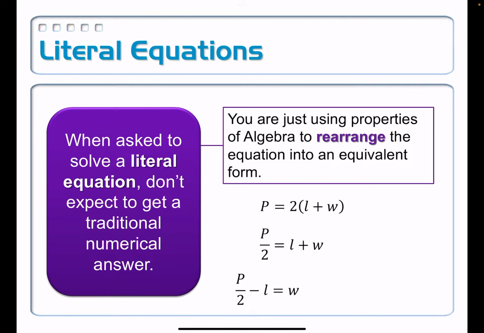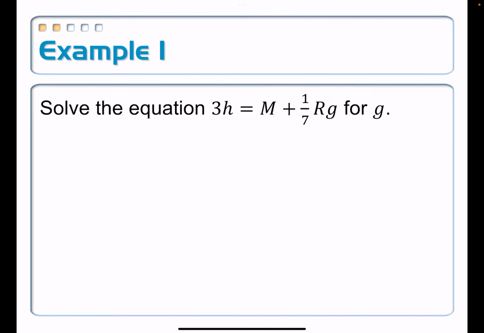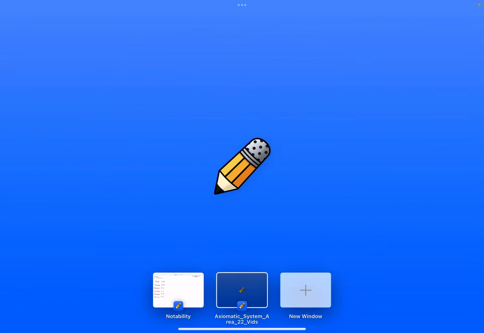And then one last thing that we probably would do is just flip this equation across its equal sign, and that's called the symmetric property of equality, and it just looks like this: W is equal to P over 2 minus the length. Okay, so all we did was take the perimeter equation and then just rearrange it, again using some properties of algebra. So let's try it here. With this strange equation, we've got 3h is equal to big M plus 1/7 RG, and we're going to solve this thing for G.